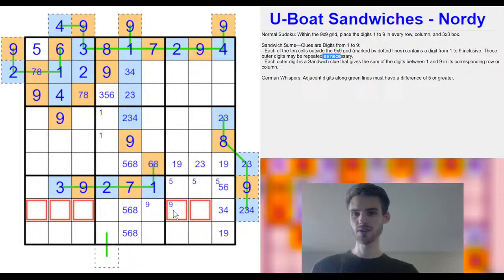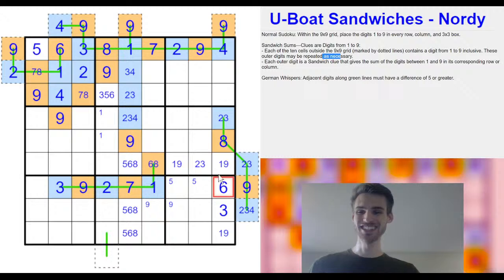Row 1. Oh, thank you. Thank you, Nordy. Yes, please tell me when there's something looking at it by Sudoku. That's very helpful.